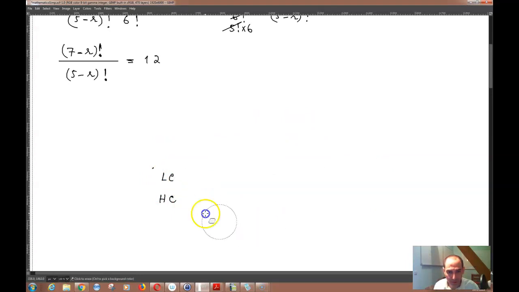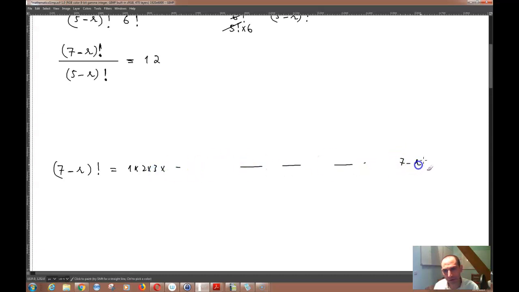Now, in the case of these two, the way that you can simplify this is that if I write 7 minus r factorial, what that means is that it's 1 times 2 times 3 times all the way up to 7 minus r. If I write 5 minus r factorial, that's the same thing as 1 times 2 times 3 times all the way up to 5 minus r.